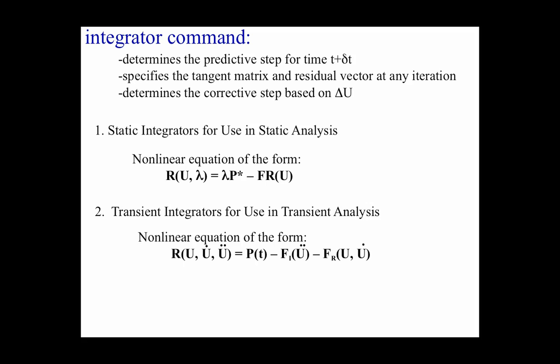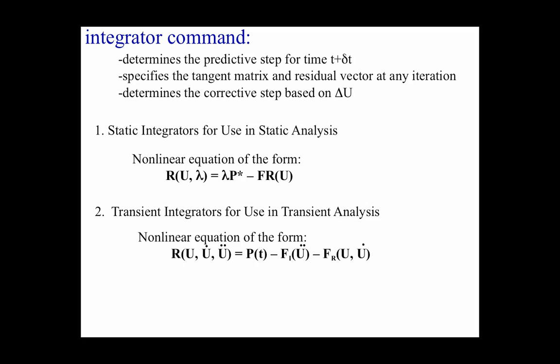Okay, next we come to the integrator command. There are two types of integrators in OpenSees: static integrators and transient integrators. Basically, the transient integrators are solving a nonlinear equation of this form, and the static integrators are this form. This one you mightn't have seen before. So what we're trying to determine is the u and the lambdas that satisfy this equation here.